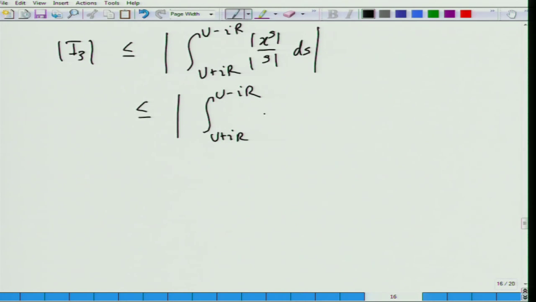Well, s is going to be, absolute value of s is at least u, and absolute value of x to the s is going to be x to the power u ds, and this again is 2r by u x to the u.